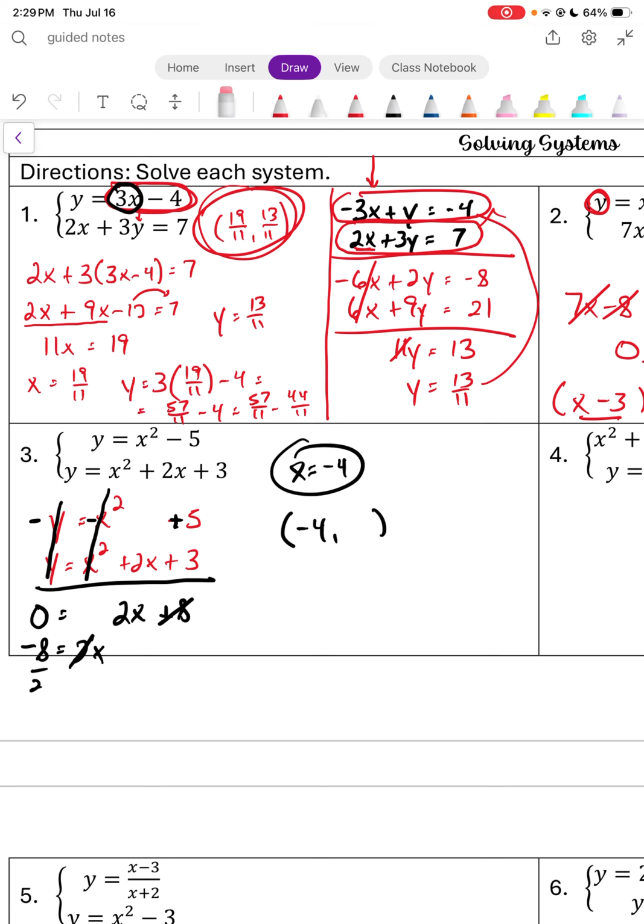To find the y value, we're simply plugging that in. When you plug in negative 4, and this is probably the easiest one, my x value is negative 4. That's going to give me 16 minus 5, which is 11. So my single intersection point is going to be negative 4, comma 11.